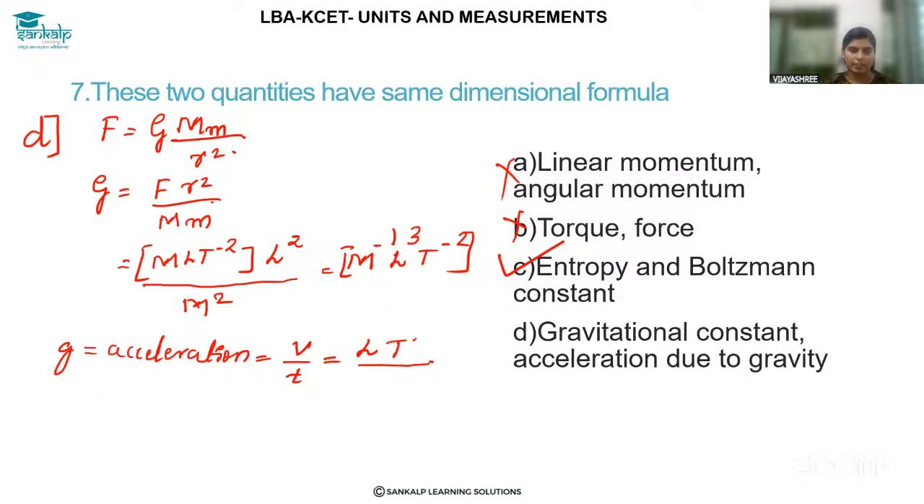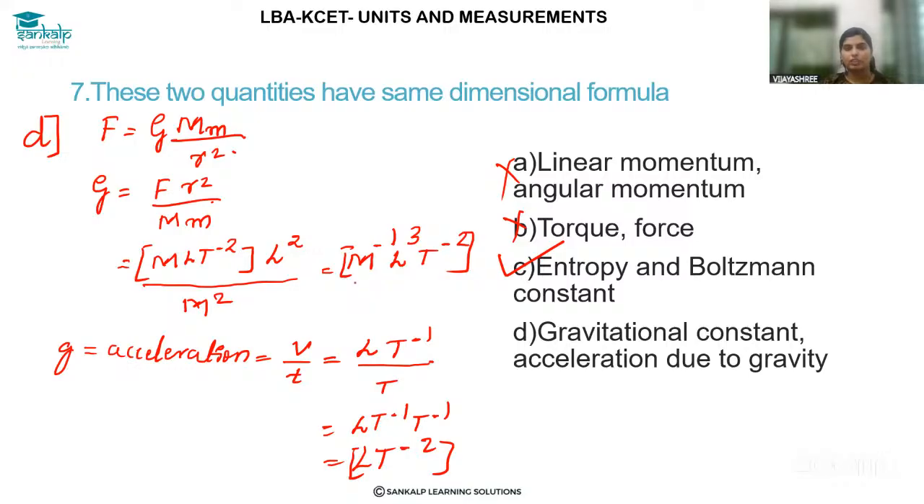Okay, L t raised to minus 1 divided by t. So if this t goes to the numerator, it will again become t raised to minus 1. L into t raised to minus 1 into t raised to minus 1, which is equal to L t raised to minus 2. So acceleration due to gravity, its dimensional formula is like this.